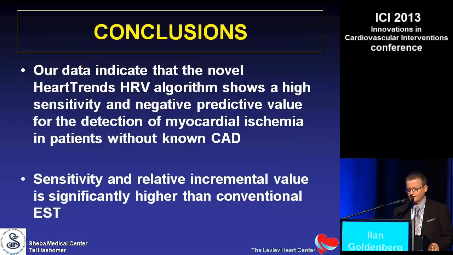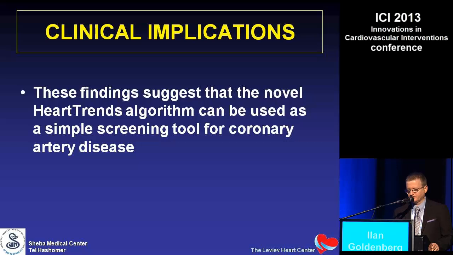So in conclusion, our data indicate that the novel heart rate algorithm device shows a high sensitivity and negative predictive value for the detection of myocardial ischemia in patients without known coronary artery disease, and that the sensitivity and relative incremental value of this test is significantly higher than conventional exercise stress testing. And these findings suggest that the heart rate algorithm can be used as a simple screening modality for the early detection of coronary artery disease.